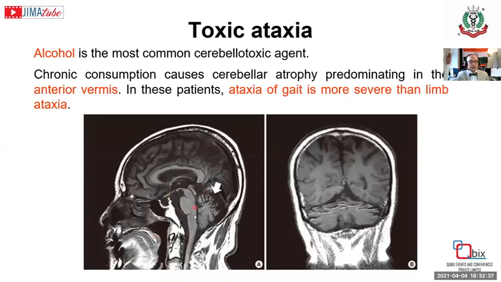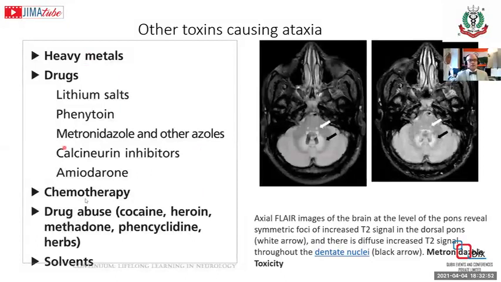I bring up a picture here of an MRI showing significant cerebellar atrophy from alcohol, and you can see how the anterior vermis, way in the middle, is most affected, where the gait ataxia is more prominent than limb ataxia. There are other drugs as well. We talked about drug abuse: cocaine, heroin, methadone, and other herbs, and glue sniffing solvent. Here you find the metronidazole causing dentate signals, and other azoles can cause the same as well.